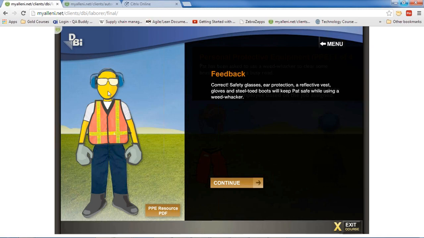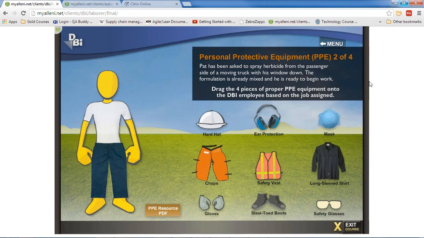So this was a game where we had people decide what personal protective equipment somebody would use when they've been asked to do a specific task. In this case, we see that Pat has been asked to use a weed whacker to clear some brush on the side of a busy road. I'm going to ask for your patience while I go through and pull up this game.